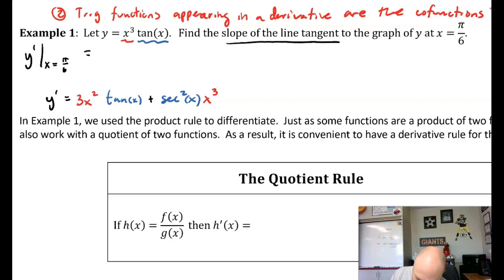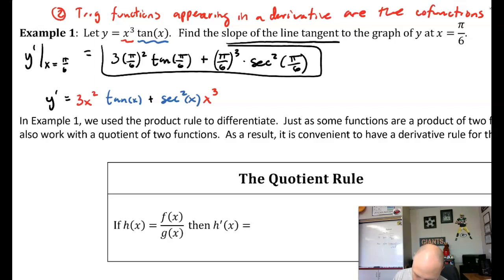Now we need to evaluate at pi over 6. So 3 times pi over 6 quantity squared times tangent of pi over 6, plus pi over 6 cubed times secant squared of pi over 6. There you go, there is the slope. That's pretty gnarly. You could plug that into a calculator, but our value would be 0.6662.